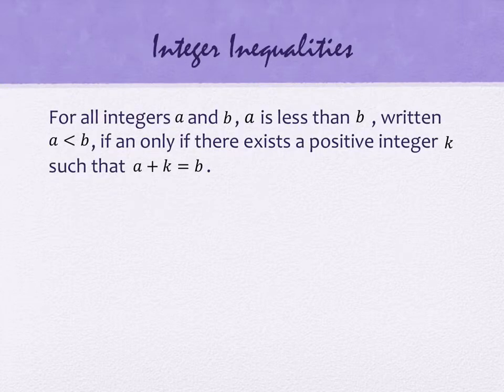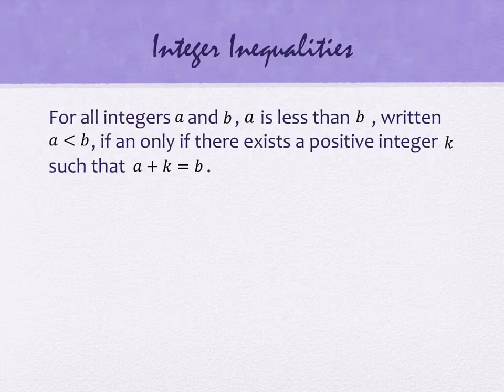All right, inequalities. Integer inequalities. Two more after this. For all integers a and b, a is less than b. We write that, of course, with the less than sign between them, if and only if there exists a positive integer k, such that a plus k equals b.